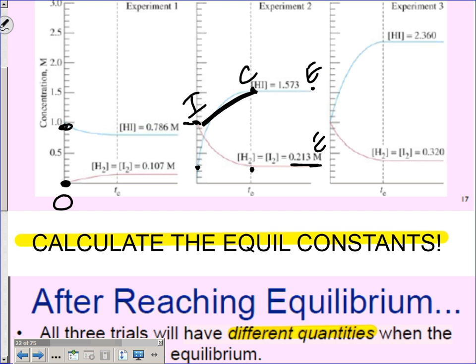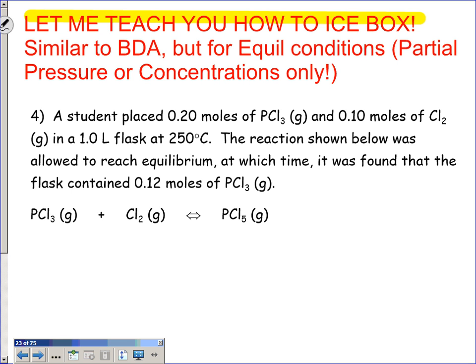Good point. Can I go forward to the ICE box? Okay, so in this example, we have a reaction given to us. This reaction is a 1-to-1-to-1 mole ratio. This is question 4 on the lower right-hand side of your packet. It says equilibrium constant notes problems. Do you see that on your packet? Okay, I'm doing number 4 right now for you.